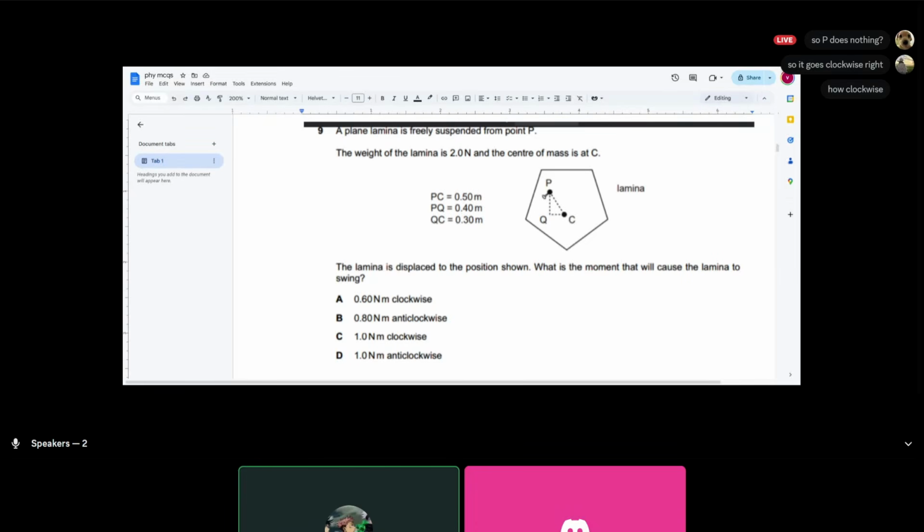What do you mean, how clockwise? Look, it's downward. The force downward is to the right of the pivot. It's going to act clockwise.